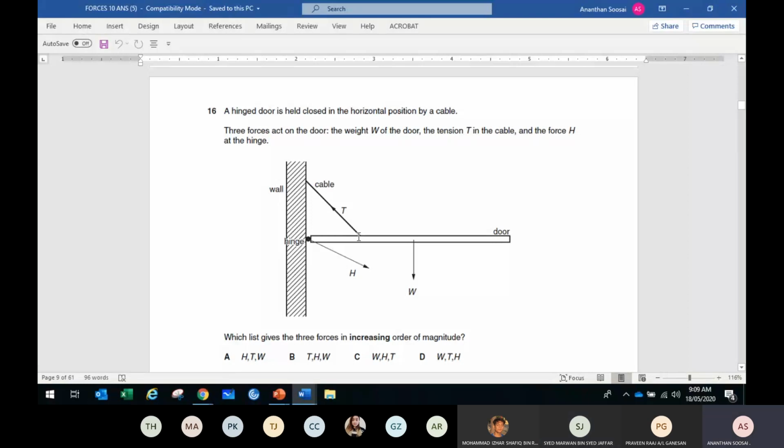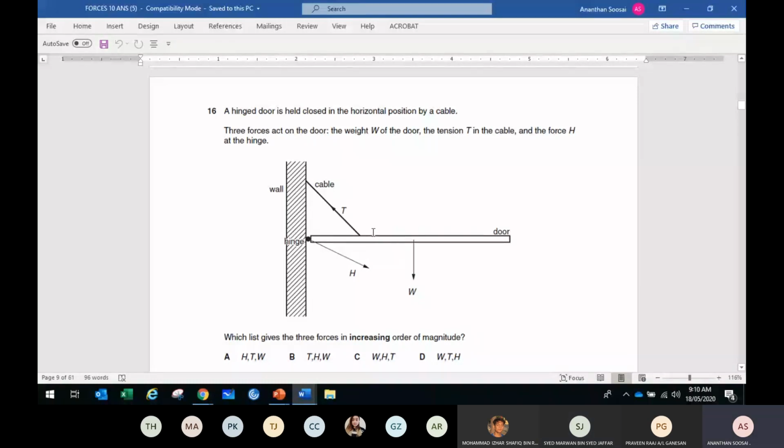Take moment about the T. Yeah. If you take moment about T, you can compare H and W already, because T won't be involved in the equation. So if you take moment about T, H times perpendicular distance must be the same as W times, where's your perpendicular distance? This is your perpendicular distance.